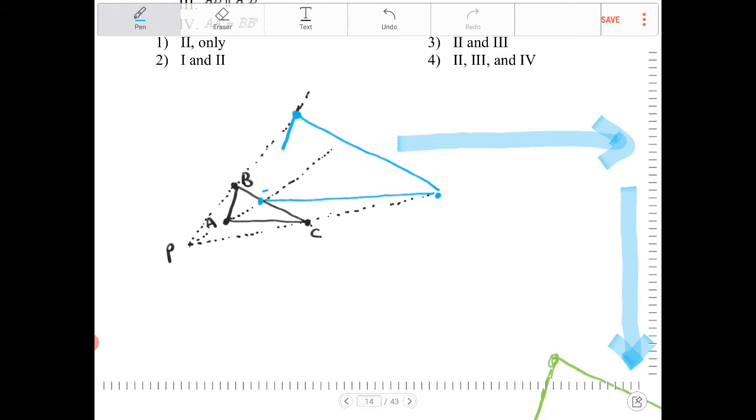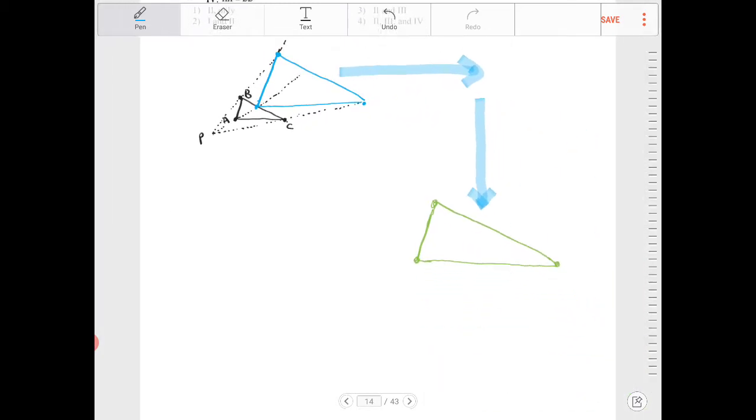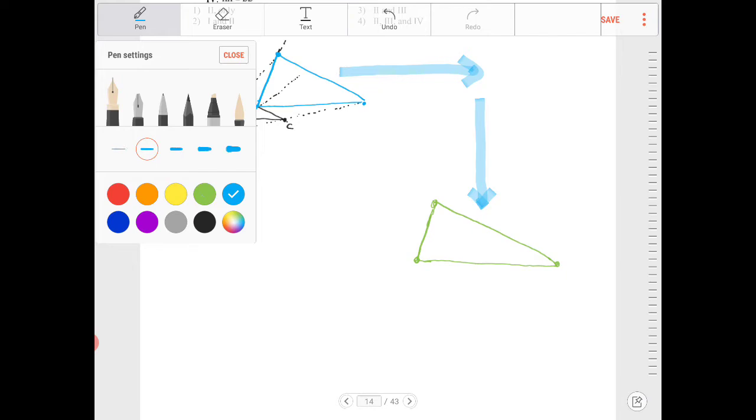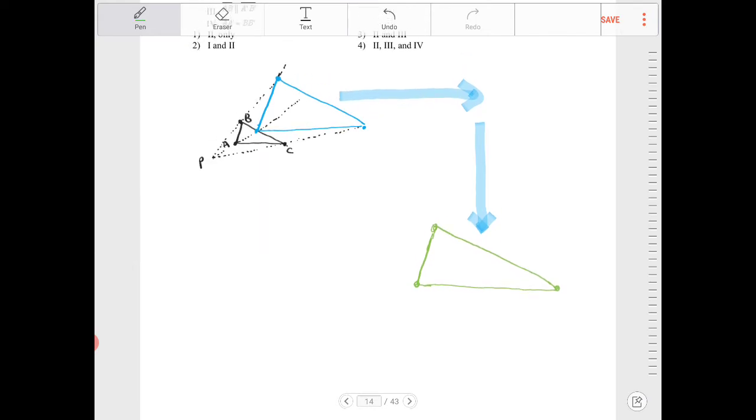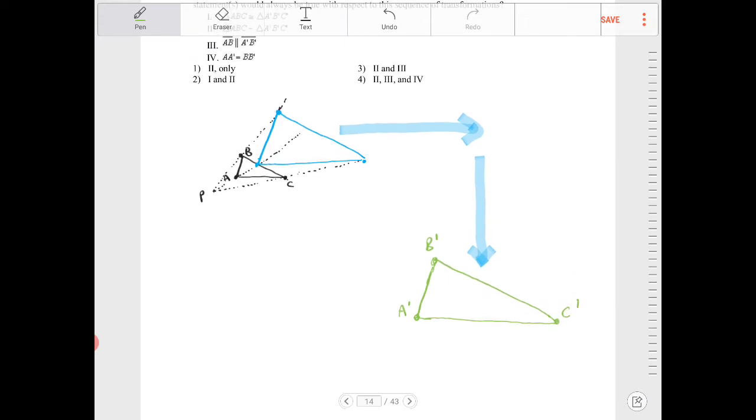So this triangle over here that I have, after the translation, is going to end up over here with A prime, B prime, and C prime. All the corresponding sides are supposed to be parallel. And this is true for all the transformations, with the exception of rotations. When you are reflecting, translating, dilating, all the corresponding sides are supposed to end up being parallel to one another.